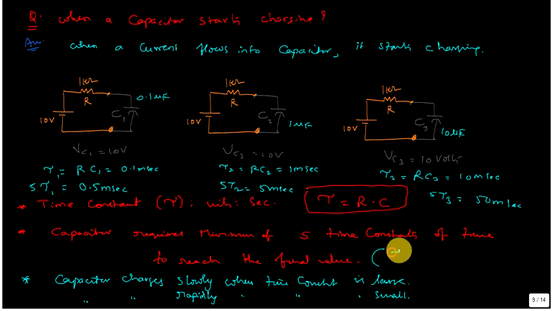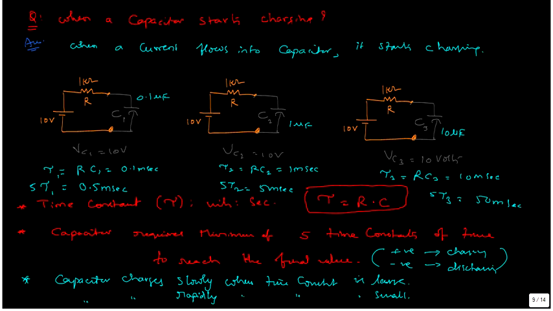The final value may be a positive voltage or a negative voltage. If it is a positive voltage, we call it charging. If it is a negative voltage, we call it discharging. That's all, that is the only difference. So whether the capacitor is charging or discharging, it takes 5 time constants of time. That is 5 time constants of time for discharging completely.